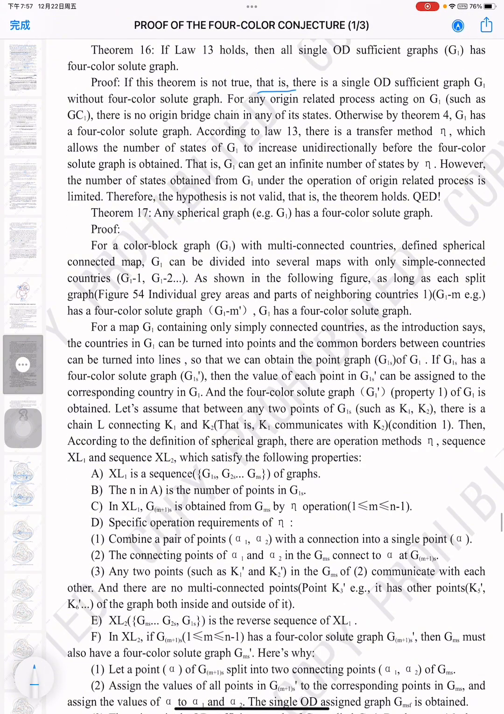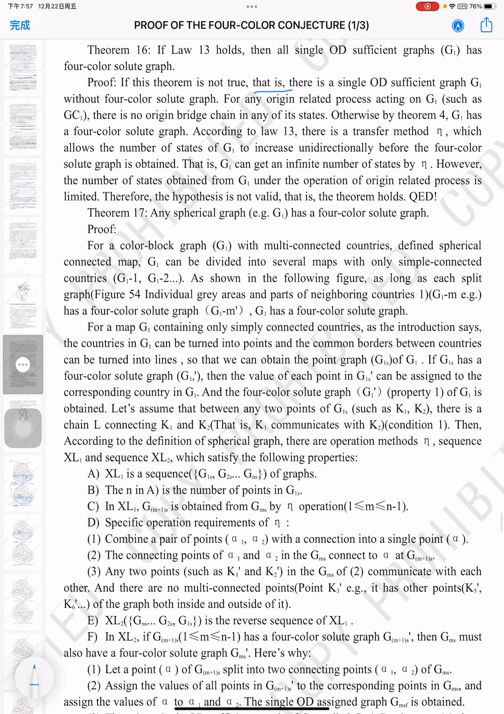Theorem 17. Any spherical graph, e.g. G1, has a four-color absolute graph. Proof. For a color block graph, G1 with multi-connected countries, define the spherical connecting map.